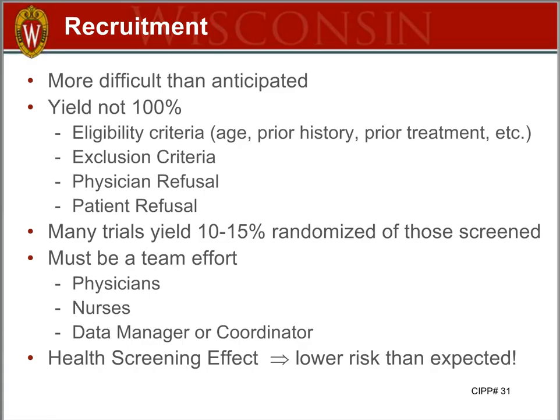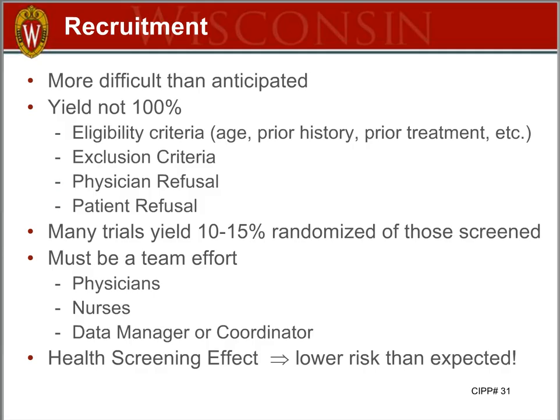One of the challenges, in fact the most difficult challenge probably in any clinical trial, is recruitment of subjects, participants into the study. It's always more difficult than anticipated, even for investigators who are quite experienced. One principle that really is important to keep in mind is that the yield will not be 100%. If you see 100 patients in your clinic that have a particular disease, breast cancer, heart failure, you will not get all 100 into your study, because sometimes the eligibility criteria, whether it's age, prior history, prior treatment, will exclude those patients as not being desirable in this particular study.